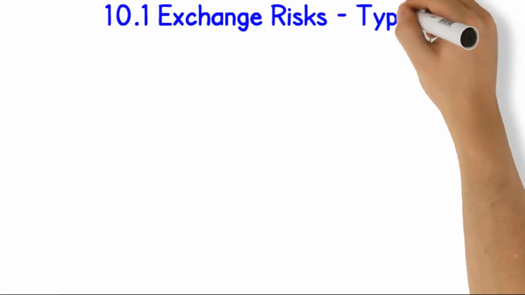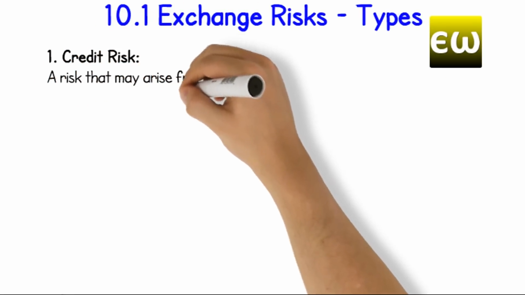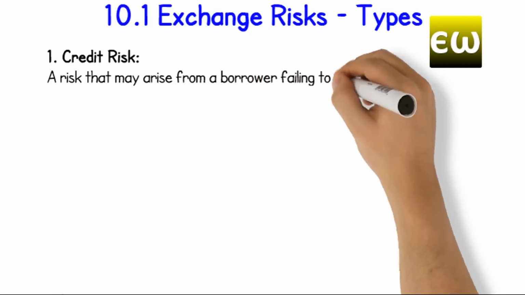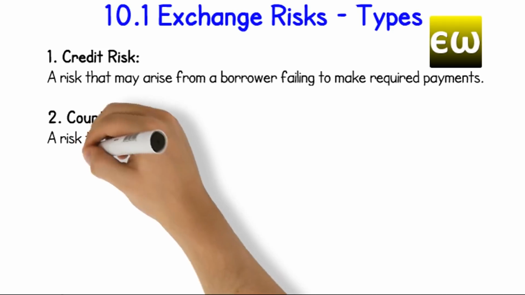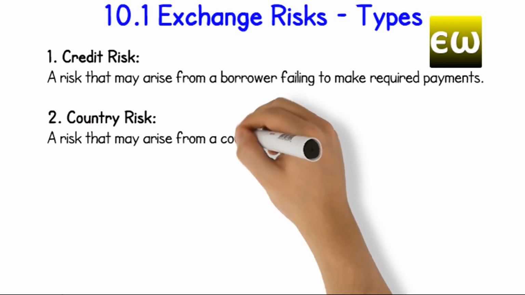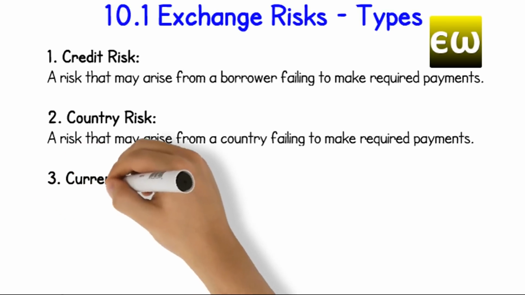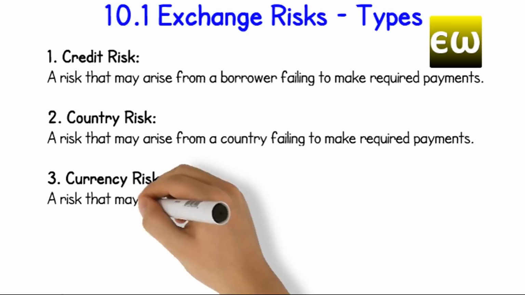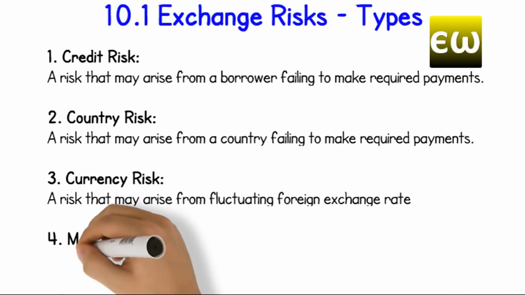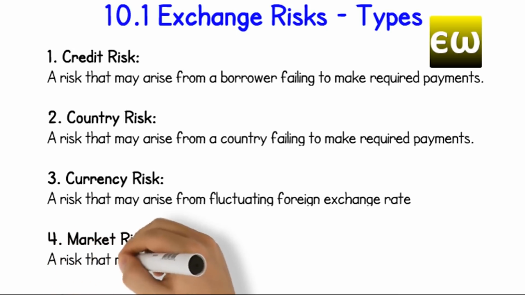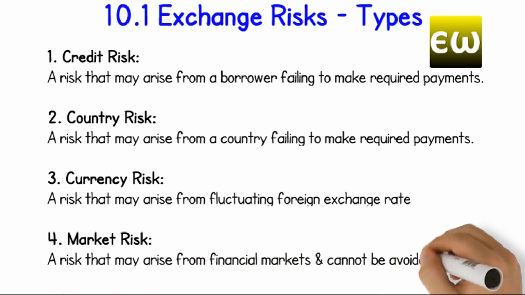Exchange risks types. 1. Credit risk. A risk that may arise from the borrower failing to make required payments. 2. Country risk. A risk that may arise from a country failing to make required payments. 3. Currency risk. A risk that may arise from fluctuating foreign exchange rate. 4. Market risk. A risk that may arise from financial markets and cannot be avoided.